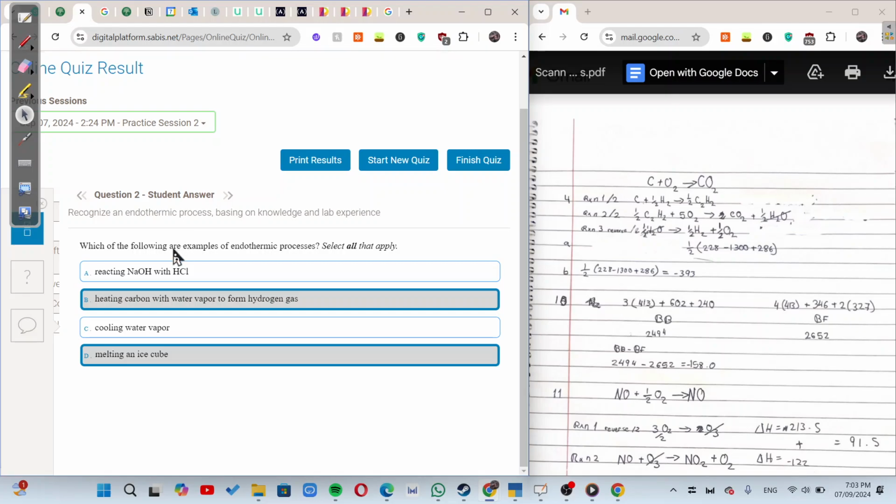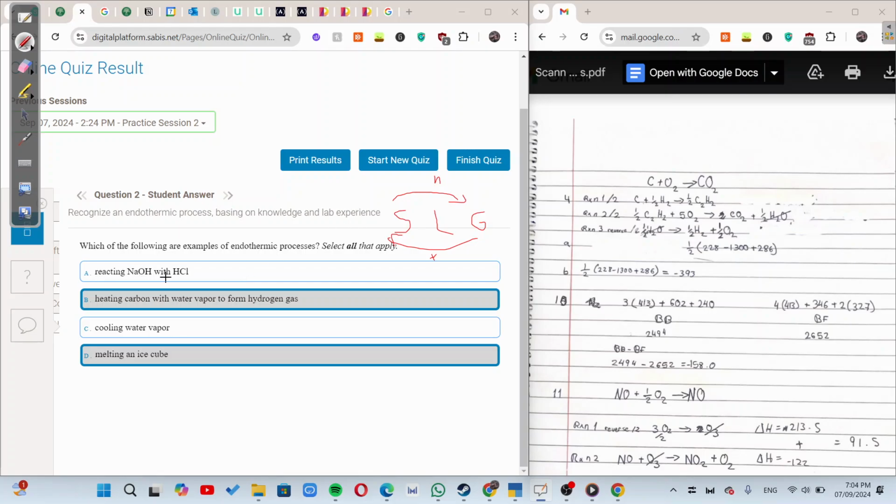For the next question, they're asking which of the following are examples of endothermic processes. This same question came last week, so I told you that going from solid to liquid to gas is endothermic, and going from gas to liquid to solid is exothermic. N means endo, X is exo. See? Endothermic, exothermic. So let's see.